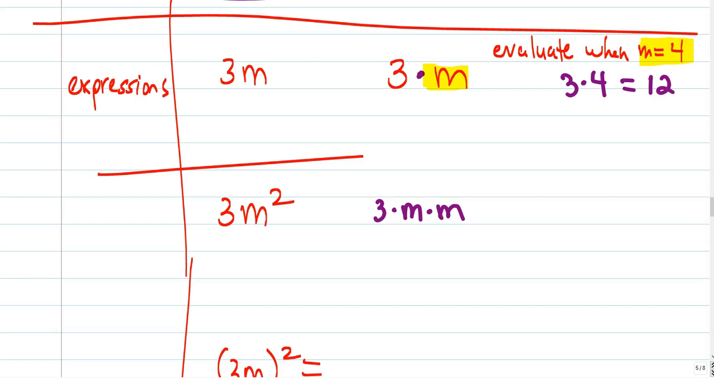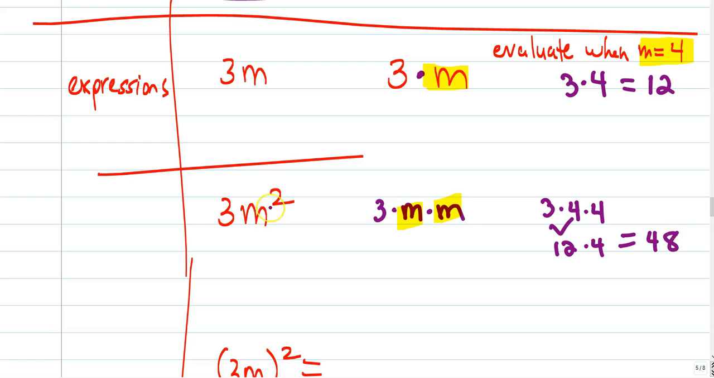So I could evaluate that when m equals 4, and this would just become 3 times, and everywhere there's an m, we would replace it with a 4. Then we can evaluate that. 3 times 4 is 12. 12 times 4, I believe, is 48.